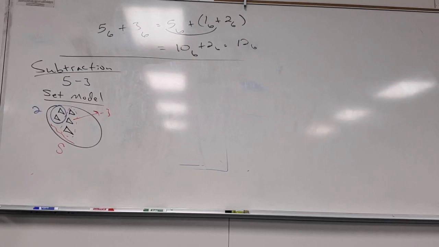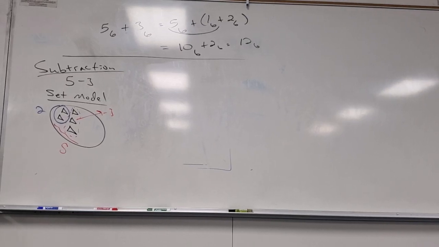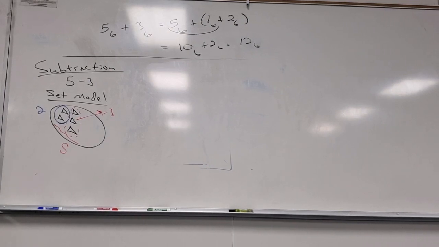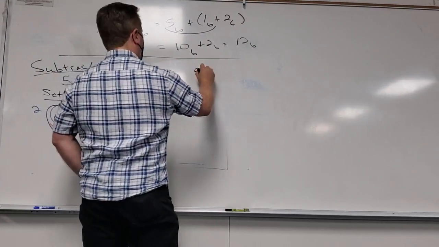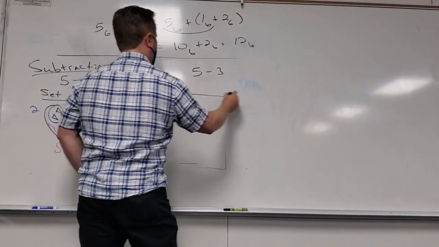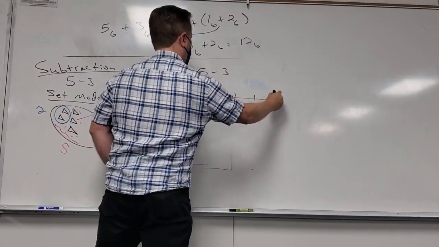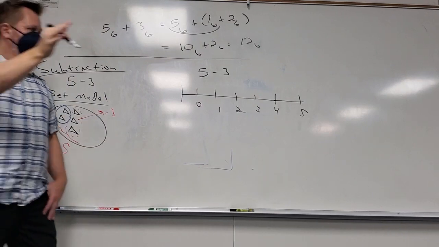Alright. Now, of course, let's see if they get any more interesting. Not really, okay. We also have the other, what's the other model that we've used so far? We got the set model, measurement model. That's sort of interesting. So if I wanted to do 5 minus 3 on a number line, how would you do that? Start at 5.